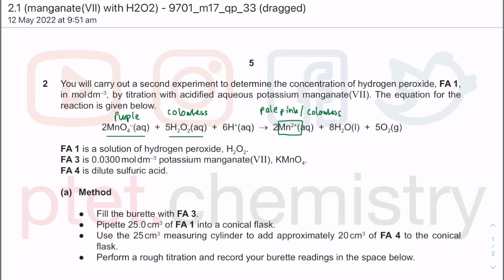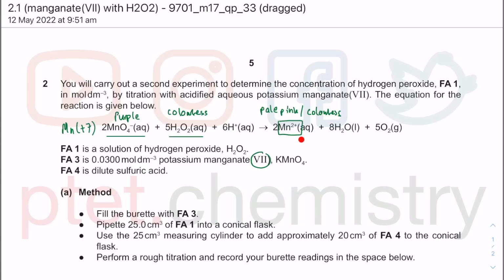So it will keep on turning colorless because the H2O2 will keep on reducing the MnO4 minus from manganese plus 7. You must know it as manganese plus 7 in this purple colored KMnO4 species. And then it will get reduced to Mn2 plus. But the moment this gets in here, you will get colorless again, which looks kind of pale pink or colorless.